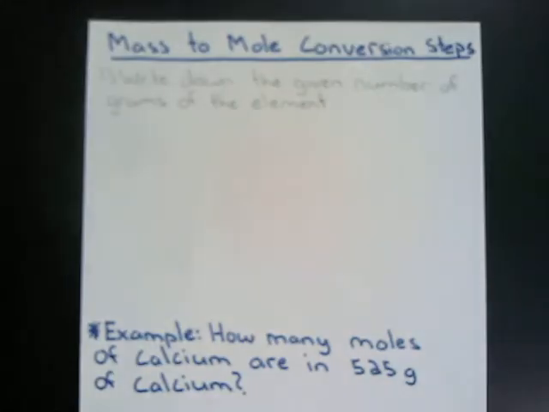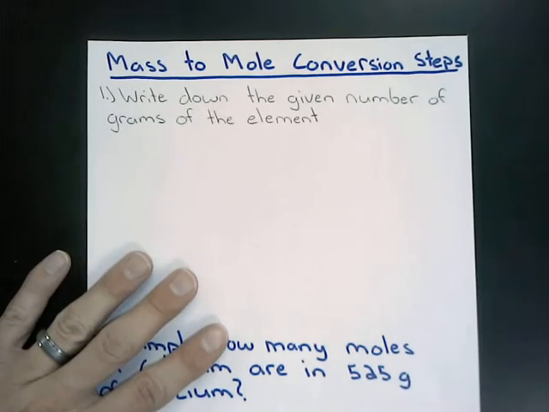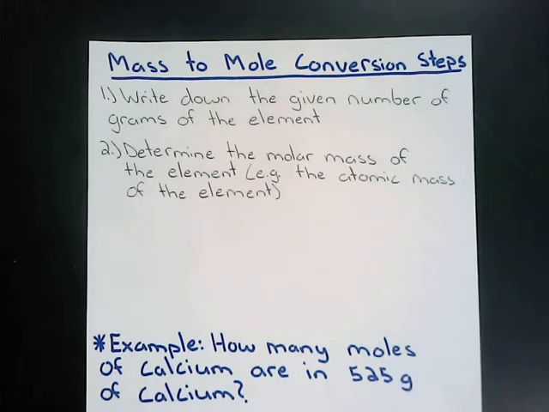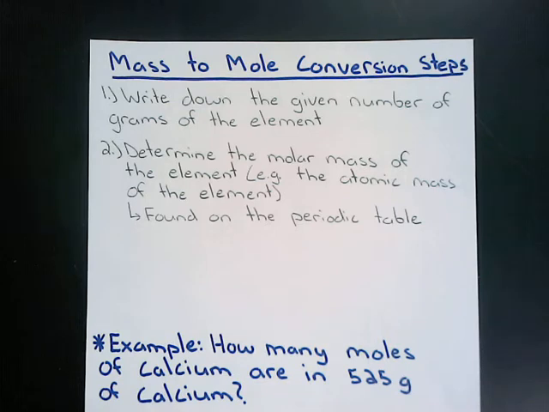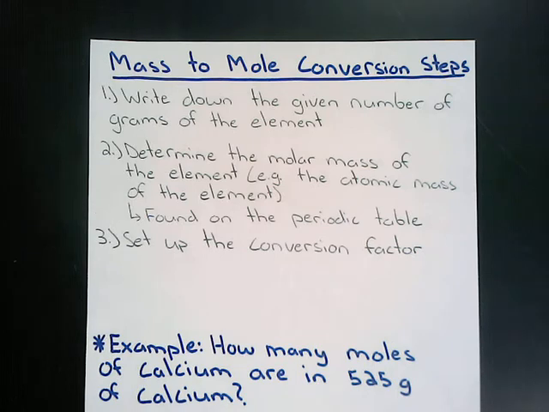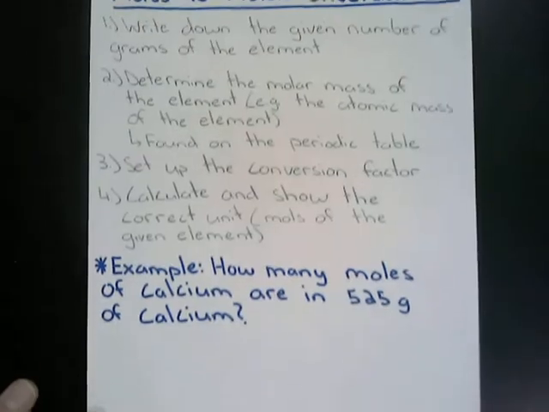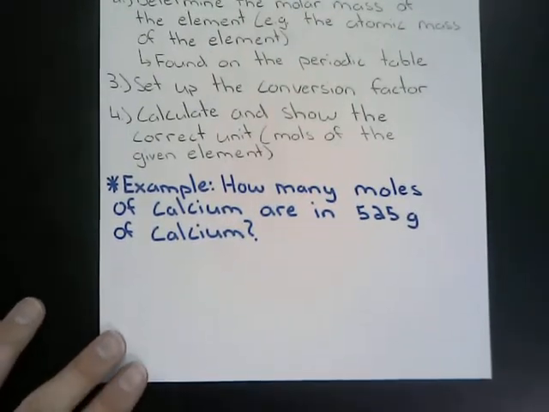And then the second step that we're going to do here is we're going to determine the molar mass of the element. And this is another way of saying find the atomic mass of that particular element. Now, the atomic mass can be found on the periodic table. The third step in this process is to set up the conversion factor. And then you need to calculate and show the correct unit in step number 4. Now, the correct unit in this case is going to be moles of that given element in the problem.